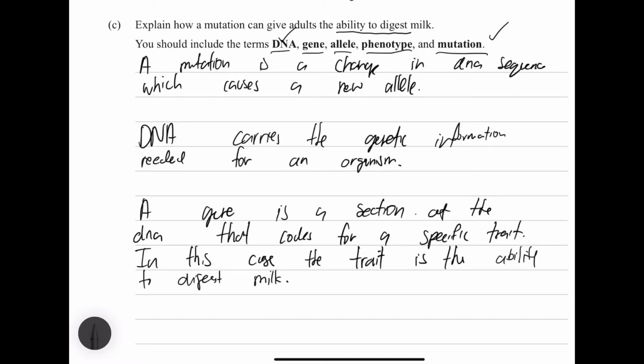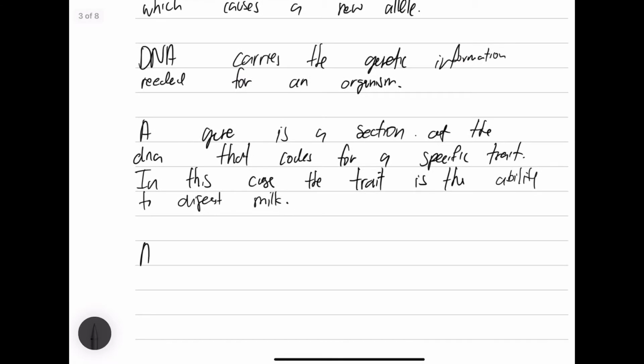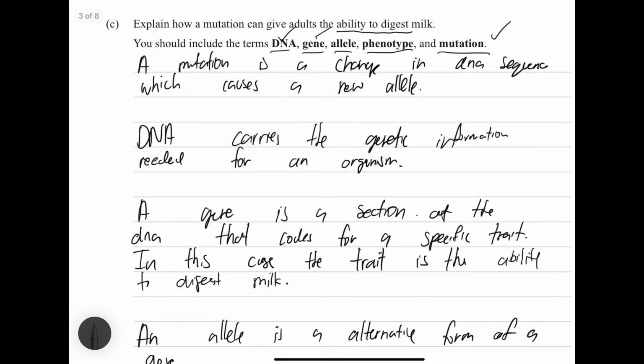Allele. An allele is an alternative form of gene. So we can say an allele is an alternative form of a gene. So that's gene done, allele done.